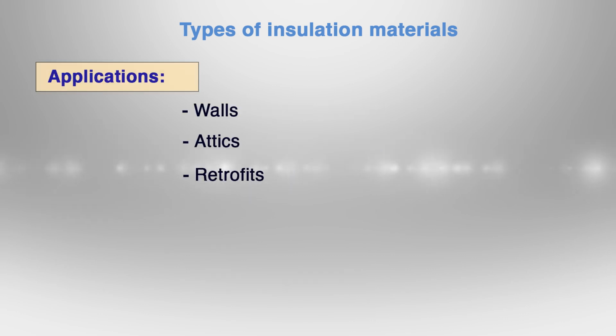It also has some applications. Walls, blown into wall cavities. Attics, blown onto the attic floor and other hard to reach areas. Retrofit, ideal for adding insulation to existing structures. Installation techniques, cellulose insulation is typically blown into place using specialized equipment, ensuring even coverage. Professional installation is often required to achieve optimal performance.